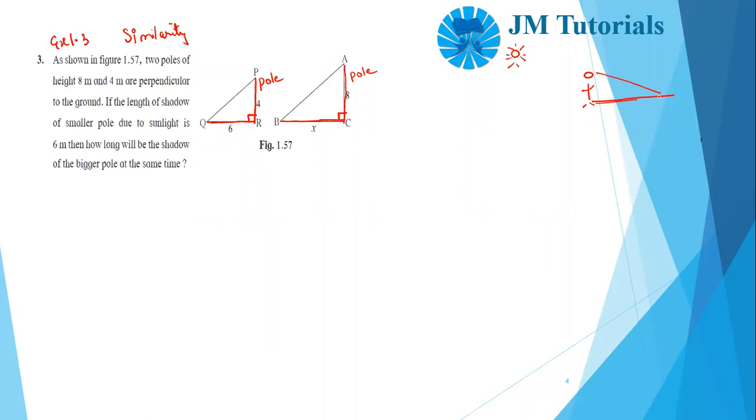So this is the length of the shadow. The shadow is given: for the pole of length 4 meters, the length of the shadow is 6 meters. We have to find the length of the shadow of the pole whose length is 8 meters. So basically, I have to find the length of its shadow.